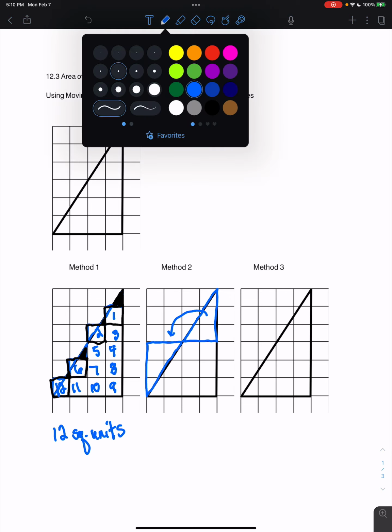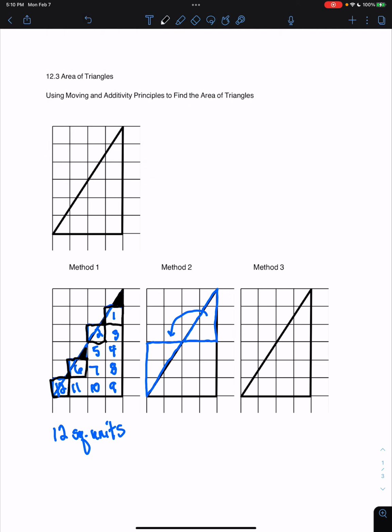So now we have a whole rectangle, and we know how to find the area of a rectangle, right? So here we should be able to see 3 times 4 gives us our 12 square units again. All right, so those 2 methods gave us the same answer.